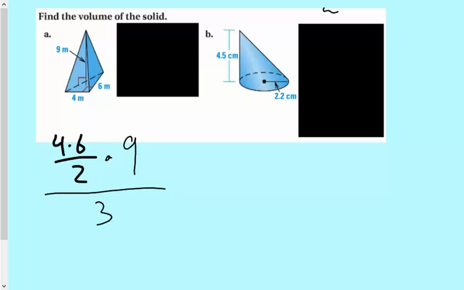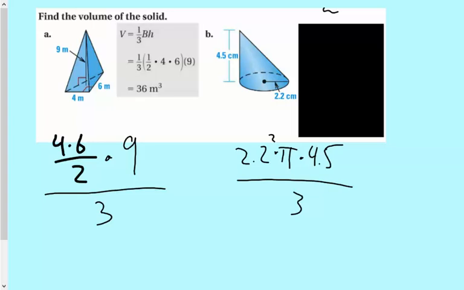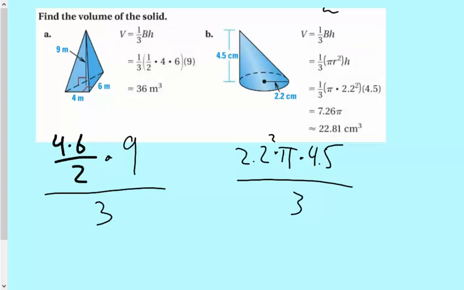Here I have an oblique sort of cone. So I'm going to do pi r squared, so pi times 2.2 squared. Okay, that's my base. My height is 4.5, and then I divide that by 3, and that will give me my volume. There you go. And as you can see, the way the book did it is slightly different than me. That's okay.